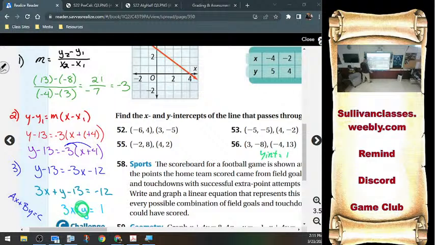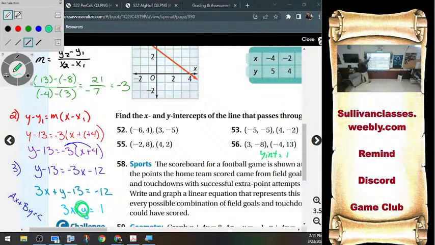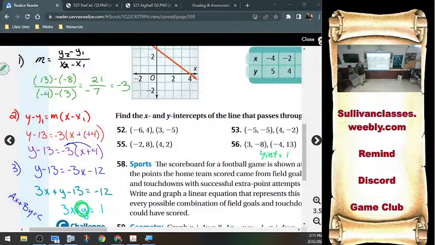If I plug a 0 in for y, be careful which way you're dividing. You want x by itself. Divide by 3, divide by 3. My x-intercept is 1/3.